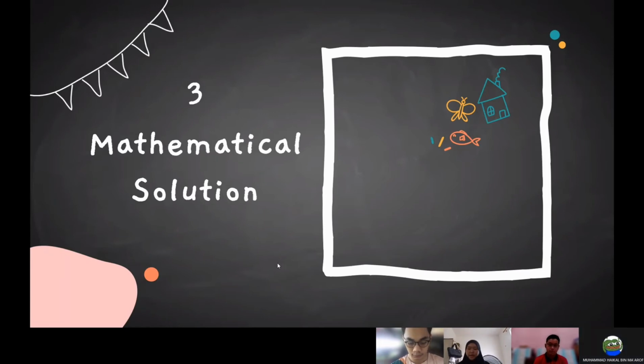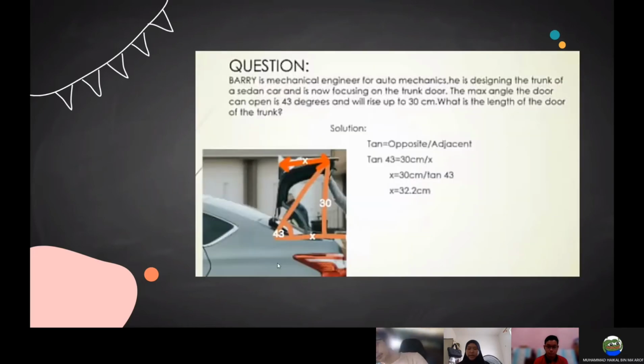So here is an example of a mathematical solution with drawings, where the question is linked to engineering problems. The first question is that Barry is a mechanical engineer for auto mechanics. He is designing the trunk of a sedan car and is now focusing on the trunk door. The max angle the door can open is 43 degrees and it will rise up to 30 centimeters. What is the length of the door of the trunk? So this question is linked to mechanical engineering.